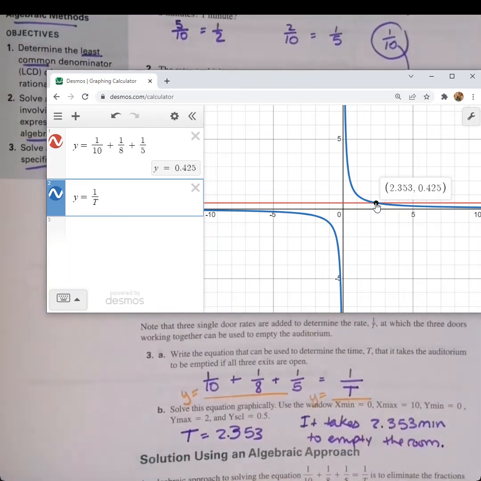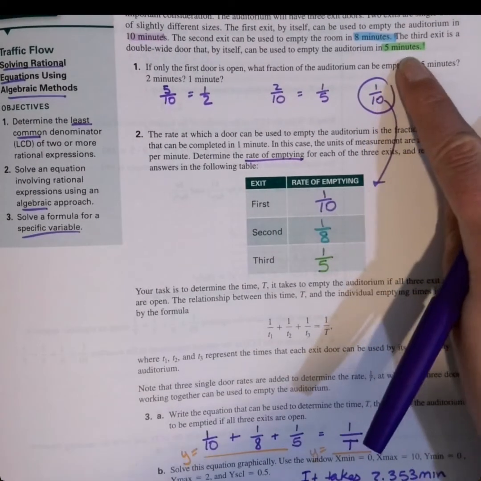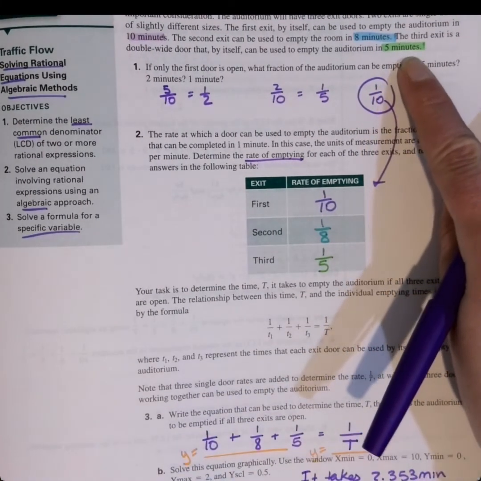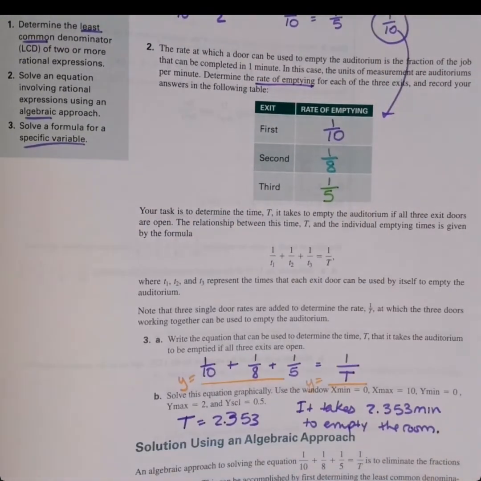Now, I knew it was going to be less than 5 minutes, right? Because I already knew that if just one of the doors was open, if just the big door was open, the whole thing could be emptied in 5 minutes. And it makes sense that it's around 2.35 minutes because the other two doors were a bit slower, so it's not going to cut the time all the way down to 1 minute or something like that, but it's a little under half of the 5-minute rate.